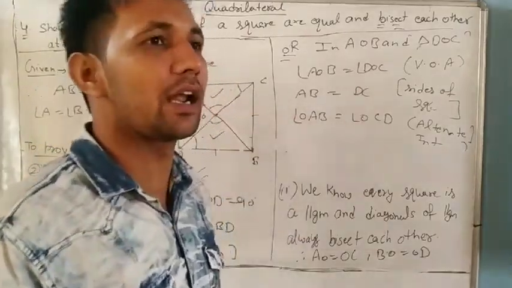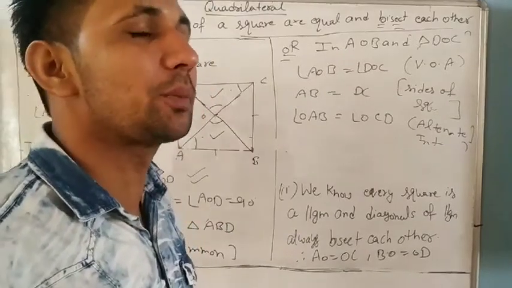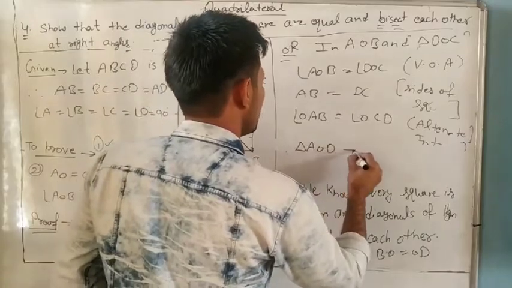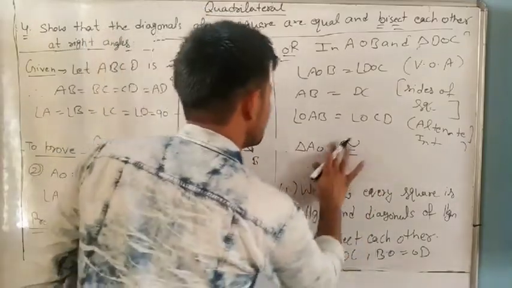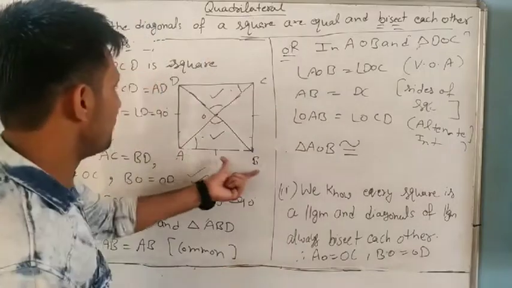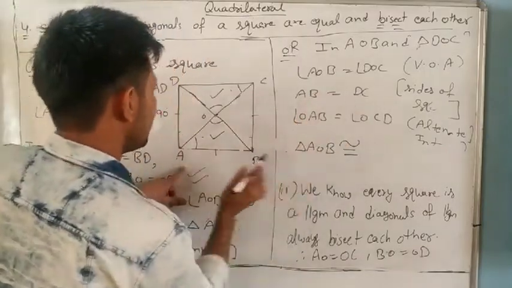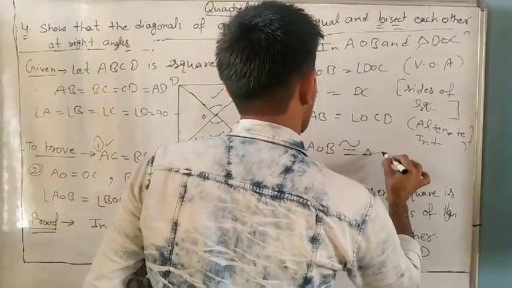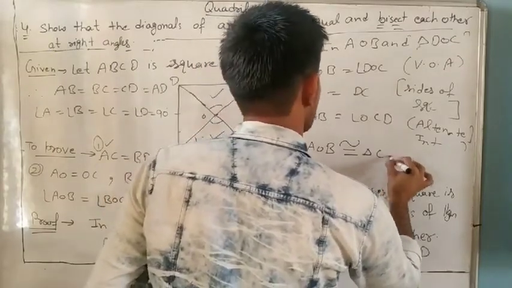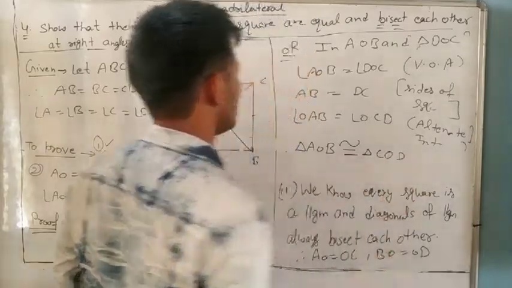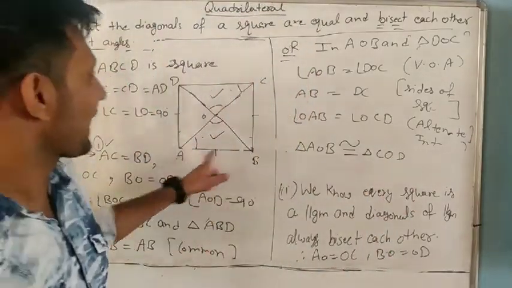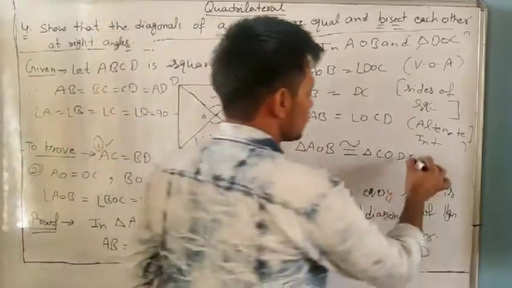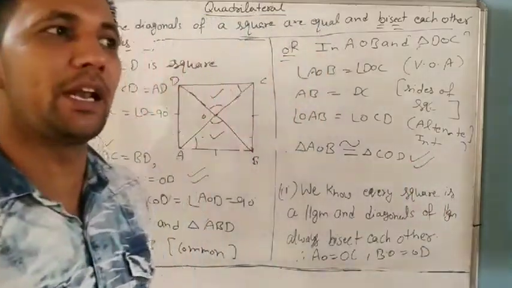If these two triangles are congruent, corresponding parts are always equal. So we write triangle AOB congruent to which one? We know AB equals DC. AB is first and last, so here also first and last, so we write AB and DC, so C and D. And angle O is in the middle. So angle A equals angle C. So these two triangles are congruent. Congruent means corresponding parts are equal.